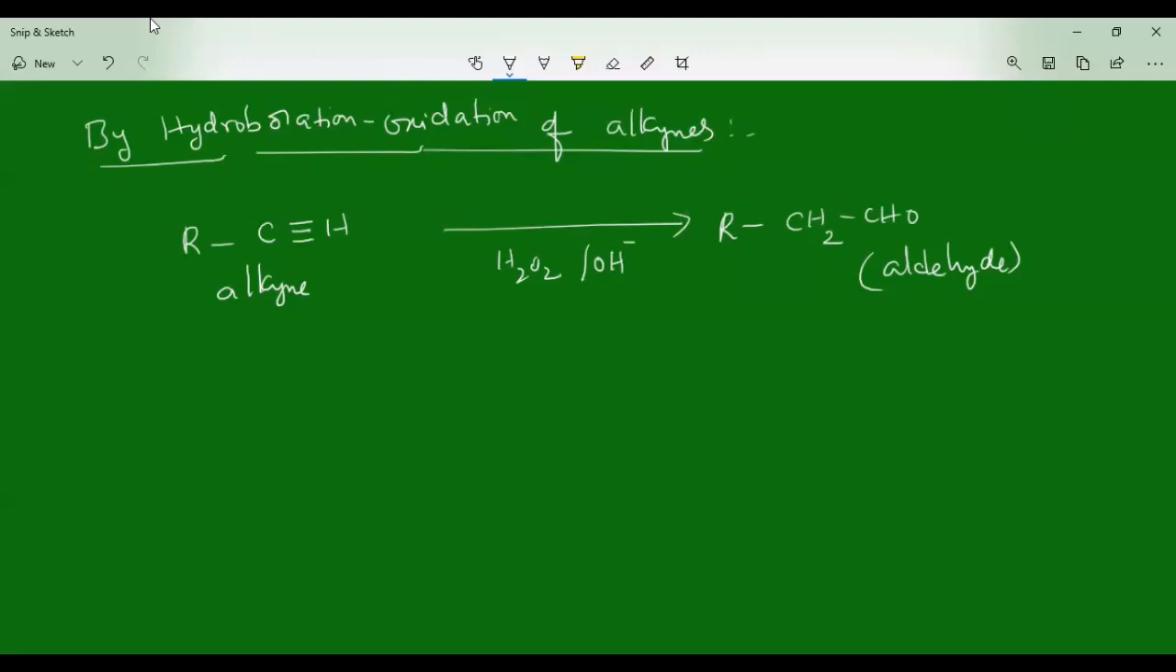Suppose terminal alkynes are there. Definitely they will give aldehydes. This is an important point to be noted. That is, we have taken terminal alkyne. So terminal alkyne has given aldehyde to us. Terminal alkyne is giving what kind of compound? It gives aldehyde.